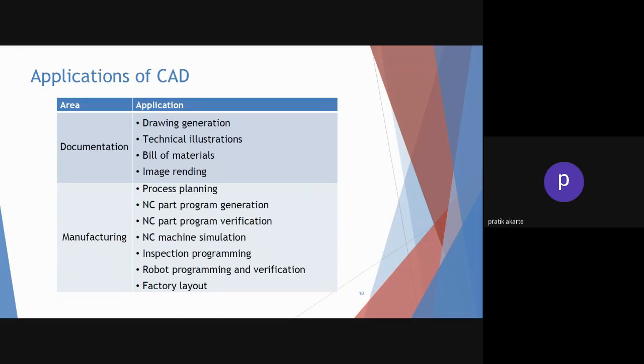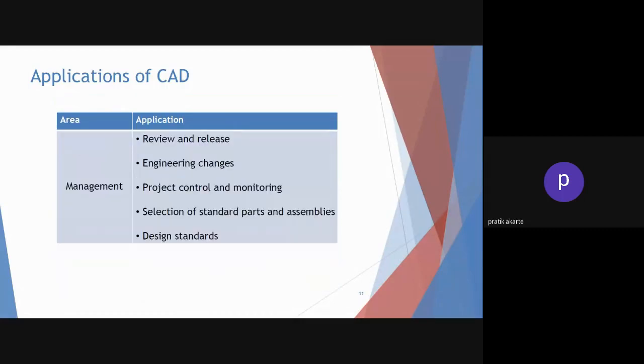Next is manufacturing, which is very important because CAD and CAM are integrated with each other. So process planning, NC part program generation and verification, machine simulation, inspection programming, robot programming and verification, and factory layout. All these manufacturing applications can be served with the help of CAD.